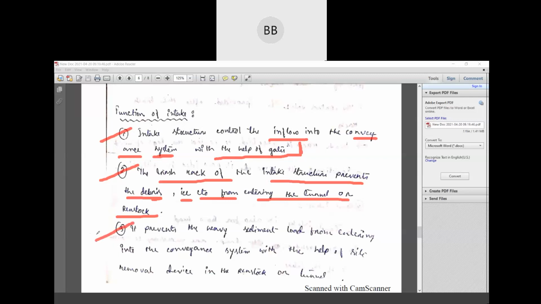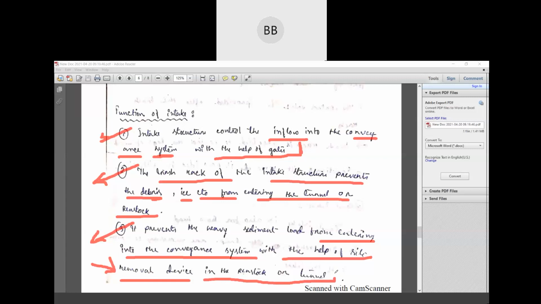The third one is that it also prevents heavy sediment load from entering into the tunnel, or you can say conveyance system, with the help of a silt removal device. About that silt removal device, you have already studied in the irrigation subject. So with the help of the silt removal device in the penstock or tunnel.